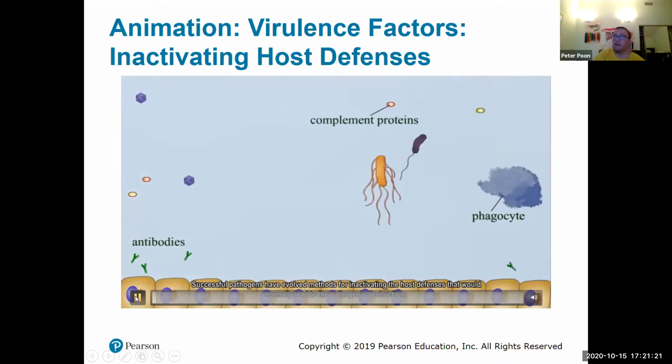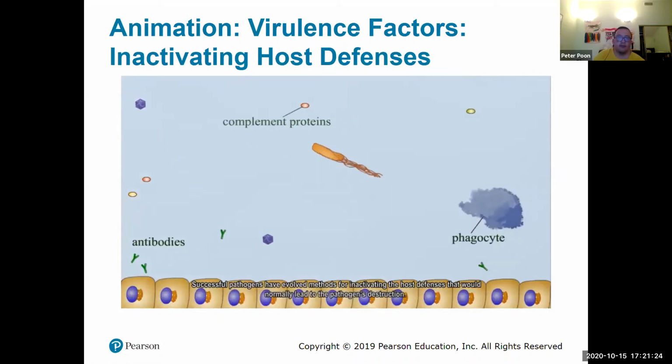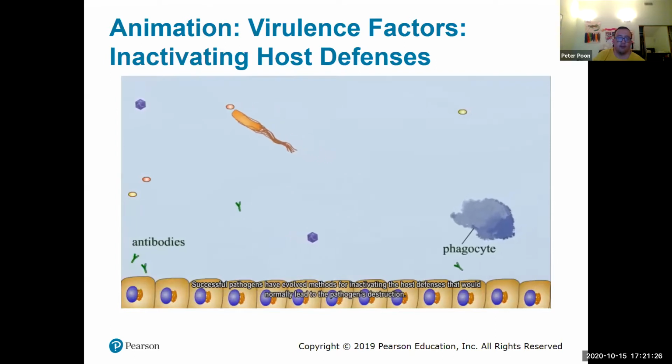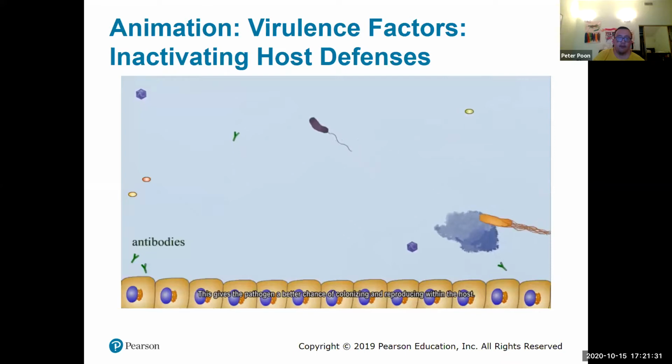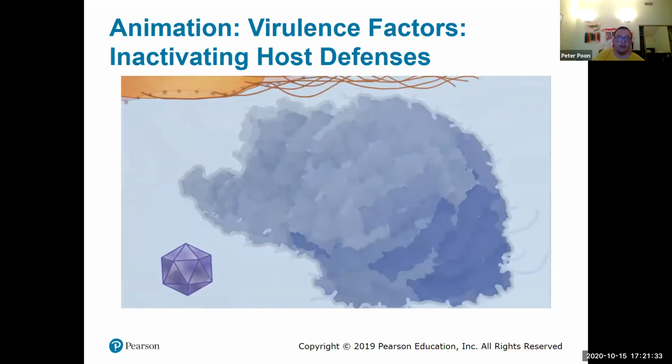Successful pathogens have evolved methods for inactivating the host defenses that would normally lead to the pathogen's destruction. This gives the pathogen a better chance of colonizing and reproducing within the host.